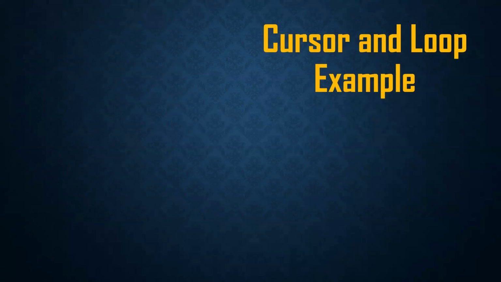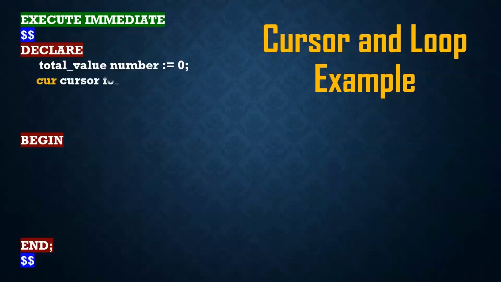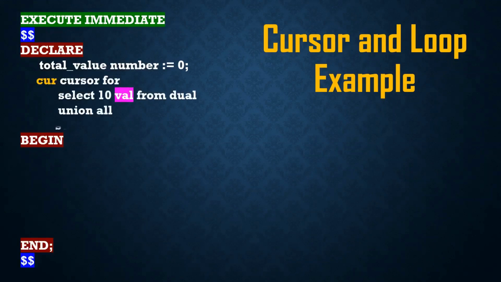Now we need to see the cursor and loop example. So execute immediate, dollar dollar. Declare, begin. This is the declaration section, and this is the execution section. Now I'm trying to declare one local variable, a cursor. Cursor name for select 10 val from dual union all select 20 from dual. Now in this cursor, it will take 10 and 20 values.